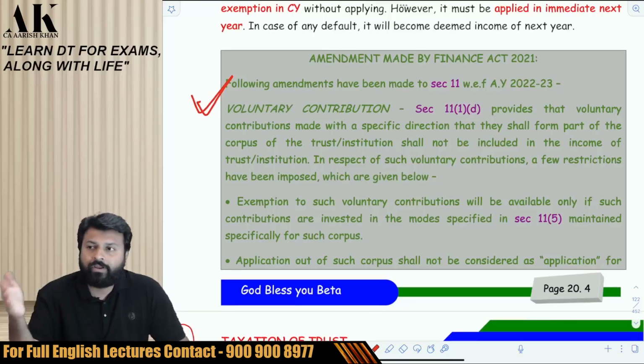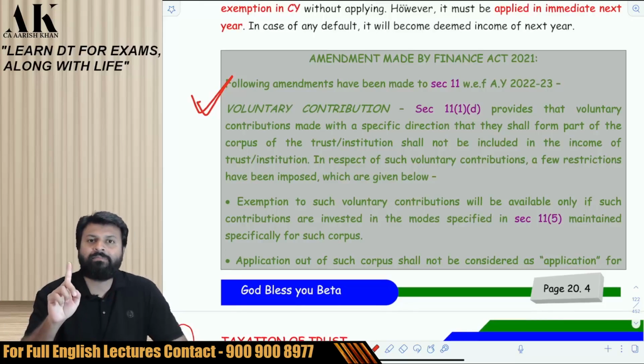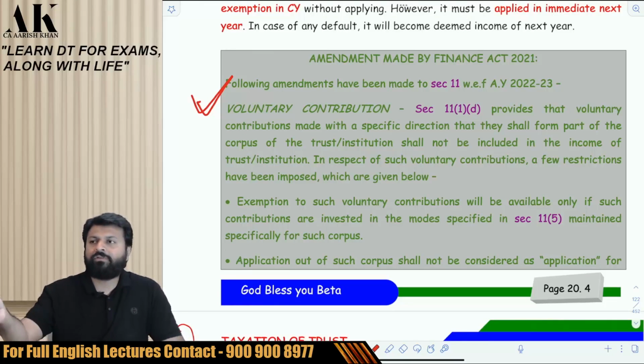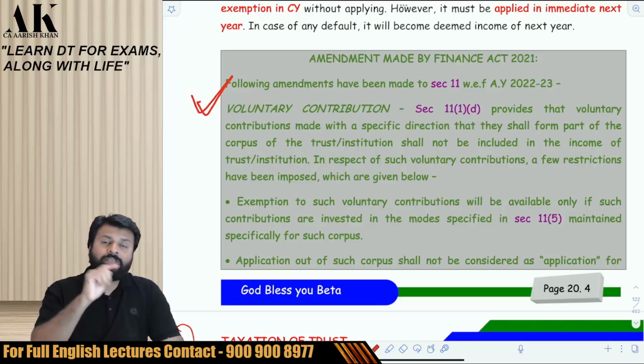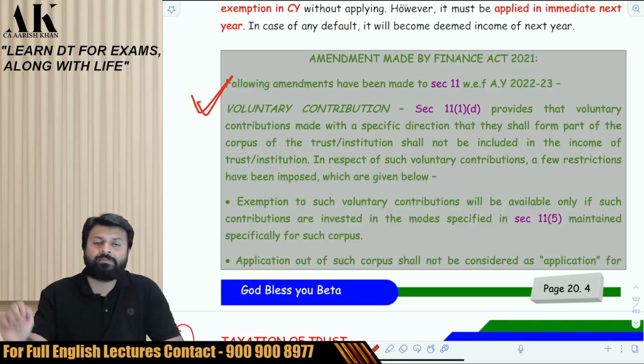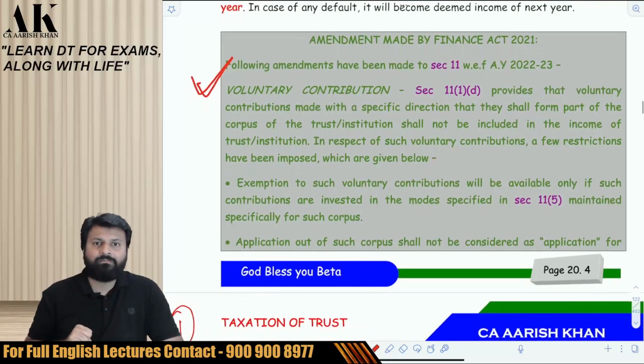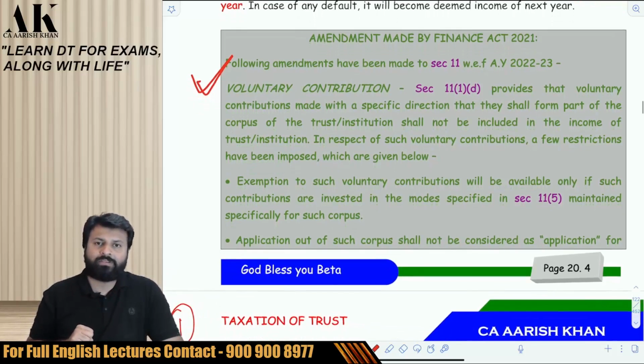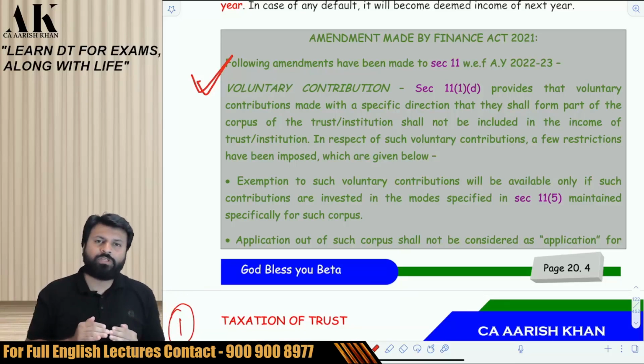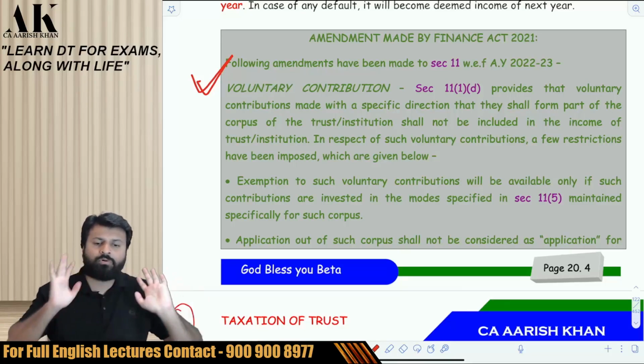First, when you receive a corpus donation, if you want to make it exempt, then you have to invest that corpus donation in the mode specified in 11(5). So now if you receive 100 crore and you want to make it exempt, then you have to invest that 100 crore in 11(5), otherwise it is taxable. So if you receive and invest, then it is exempt. Now whenever you withdraw that money out of the modes you have invested, suppose you have invested in certain government security, when you withdraw and then apply for the trust, it will not be considered as an application. Listen carefully. Again I am saying, when you receive a corpus donation, you want to make it exempt, invest in the mode specified by the government.